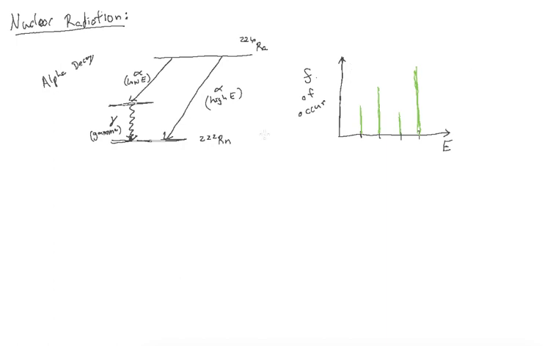Outside of that, the next kind of nuclear radiation that we have is gamma.